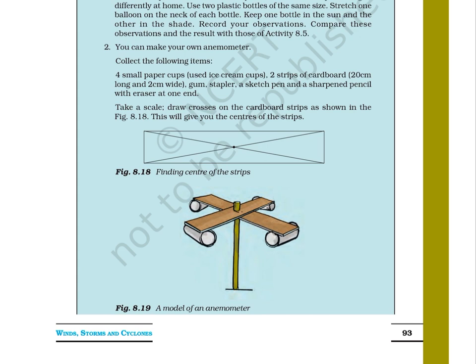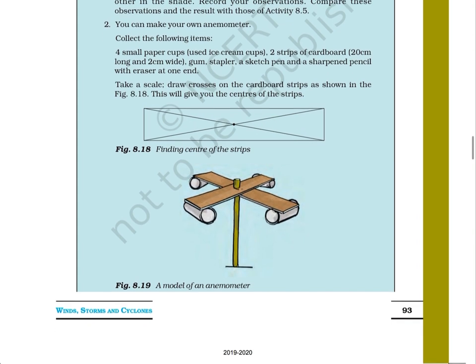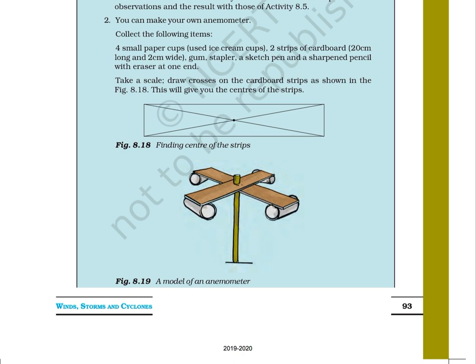Take a scale. Draw crosses on the cardboard strips as observed in figure 8.18. This will give you the centers of the strip. Figure 8.18. Finding center of the strips. Here we can observe a rectangle. The non-adjacent corners of the rectangle have been joined to obtain 2 diagonals. The point where the 2 diagonals meet is the center of the rectangle.